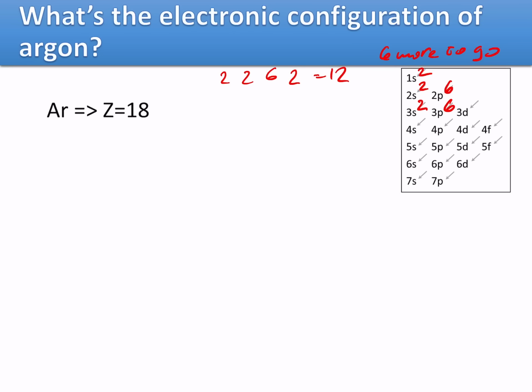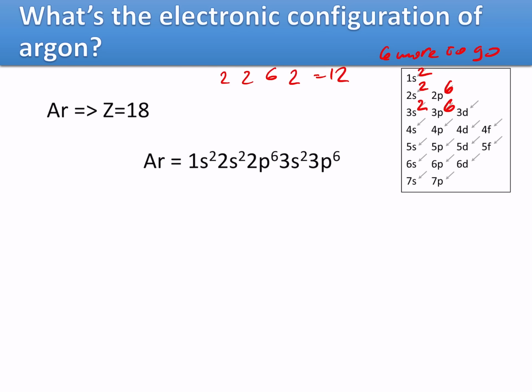So technically the configuration of argon would be 1s2, 2s2, 2p6, 3s2, and 3p6. Okay, so this would be the electron configuration. And one thing that I want you to keep in mind is that the way we are going to use this in this class is that you are going to write the configuration in the order in which you are filling. Okay, so that is going to make more sense in a little bit. So that's the configuration for argon. So 1s2, 2s2, 2p6, 3s2, 3p6.